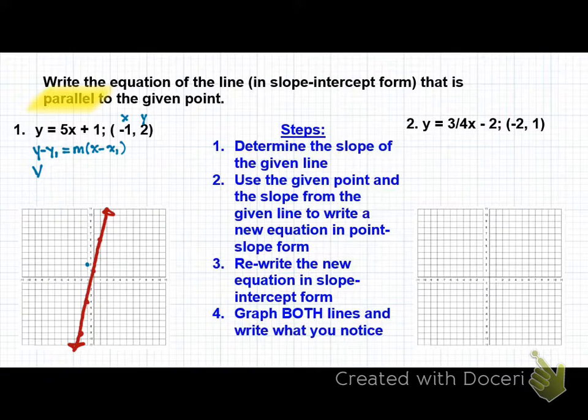So I'm going to start writing this down. We got y minus y1, which is 2. I'm going to bring that down, is equal to our slope of 5. We want the same slope, right? We'd put a 5 here.